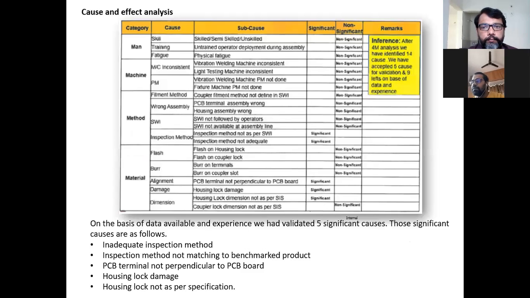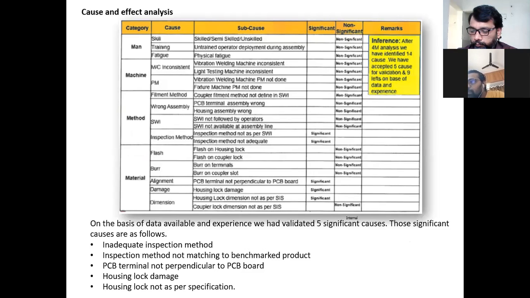And then the cause and effect analysis of this problem. Here we have done the 4M analysis: man, machine, method, and material. What are the man-related causes? There are some. As you can see, some we have described as significant and non-significant. I will explain which are significant.